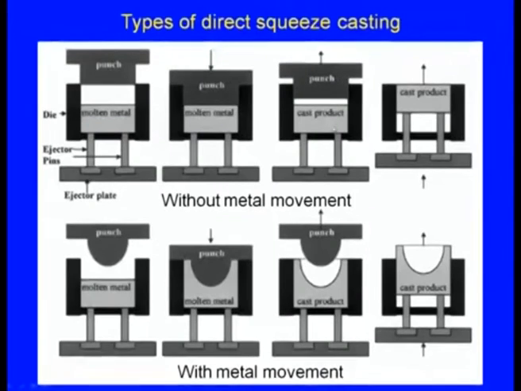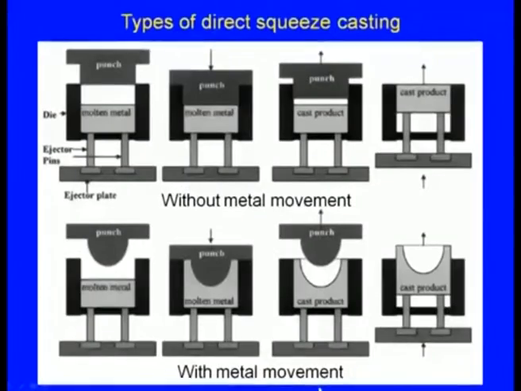After the application of pressure and the solidification of the component, the punch goes up and the component is ejected. What we can see here is that there is no metal movement, only application of pressure, that is all. But in the case of the with metal movement category, let us see here.